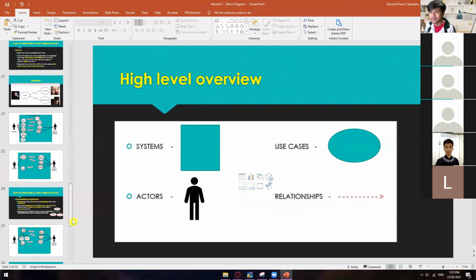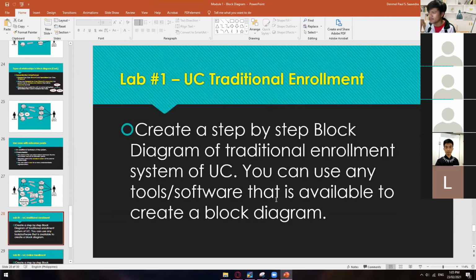Okay, so why did I say that you're good to go? Because you can even create a block diagram using Paint or Paint 3D. That is not special software or a tool for creating a block diagram. But in this case, I would like you guys to explore the internet, wherein you might use Lucid Chart, you might use SmartDraw, and any other tools that you can find on the internet.